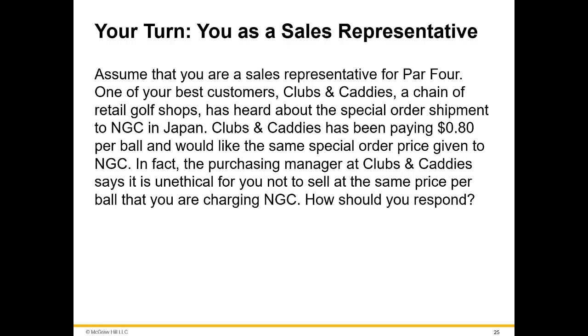And so you might ask Clubs and Caddies to consider their options and determine if it makes sense to pay 80 cents versus an alternative from someone else. And so while we don't necessarily need to offer the same price, these factors are things we need to consider and determine if that affects our decision.